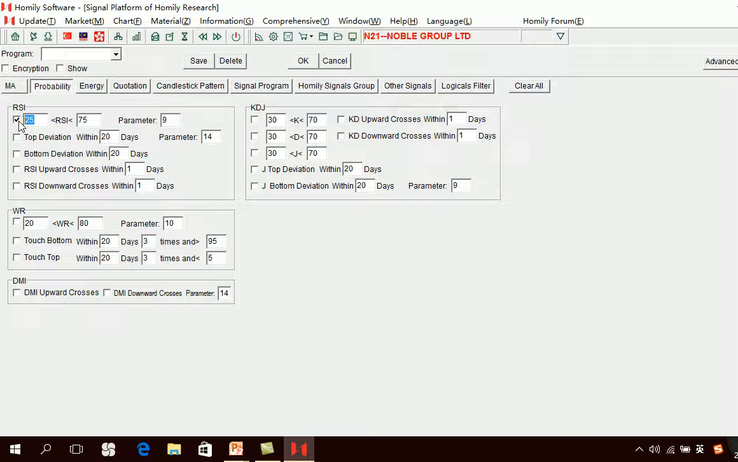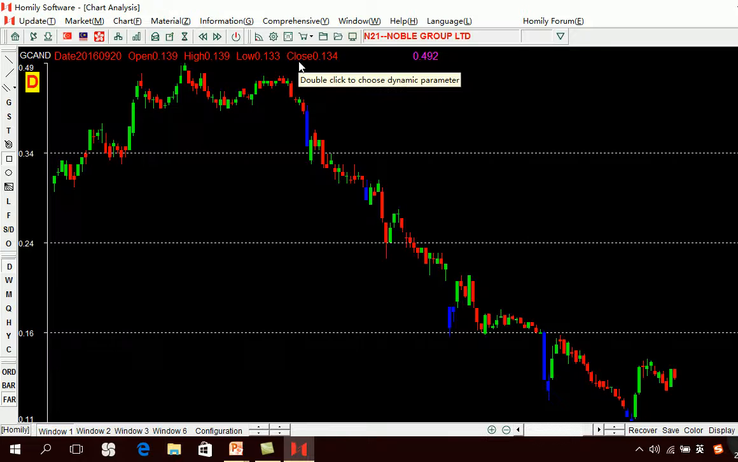RSI at 0 to 20 is the buy low signal, okay? Then if you see the price, the blue candlestick appears, which means there may be some rebound, okay? So if you see the next day the blue candle disappears, maybe you can catch some short-term rebound, okay?